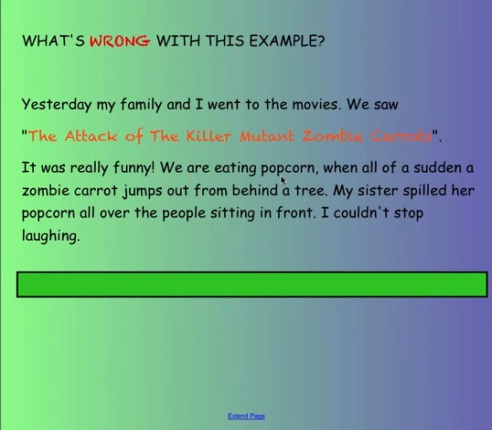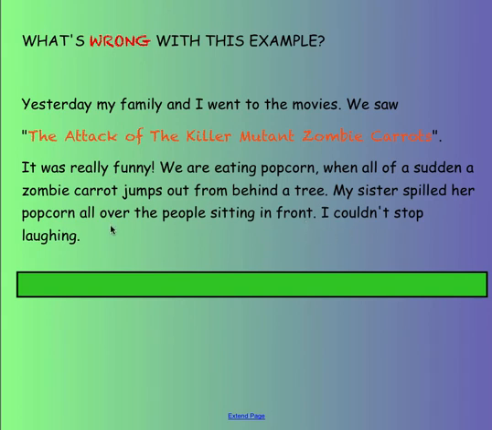So we are eating popcorn is actually present tense, as in we're eating it right now, when all of a sudden a zombie carrot jumps out from behind a tree. Now, jumps here is in the present tense. And this sentence is out of kilter. It's not correct because it's in the present tense, and the rest of the paragraph is in the past tense. Okay, it's talking about something that happened yesterday, and they went to the movies. We saw. Okay, these are all past tense. We get to this sentence here, and we go into present tense, and then look, we come back to the past tense. My sister spilled her popcorn.